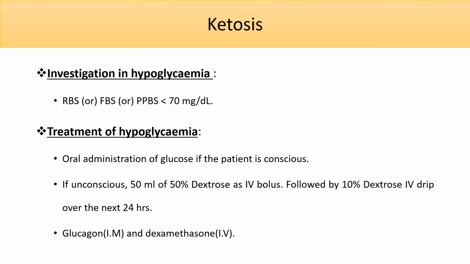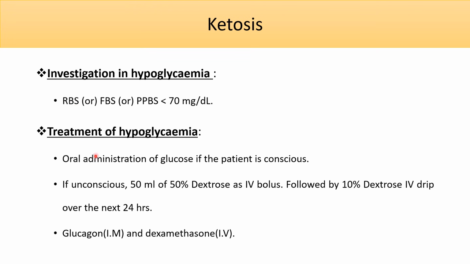So when you have a patient with the above clinical features, you have to do random blood sugar level. If the random blood sugar level is less than 70 milligram per deciliter, then the patient is having hypoglycemia. So in case of hypoglycemia, if you measure the urine ketone body and if it is positive, then you can say the patient is having ketosis due to hypoglycemia.